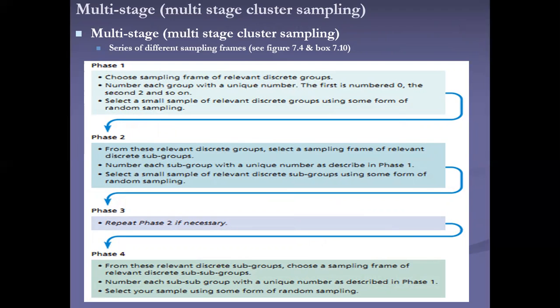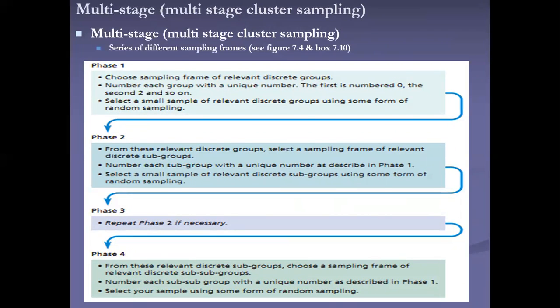Multi-stage cluster sampling involves a series of different sampling frames. For example, in phase 1, choose a sampling frame of relevant discrete groups and number each group with a unique number. Then in phase 2, you have to repeat the process. In phase 3, if the population is still large, you repeat phase 2. In phase 4, from these relevant discrete groups, choose a sampling frame of relevant discrete subgroups, and number each subgroup with a unique number.